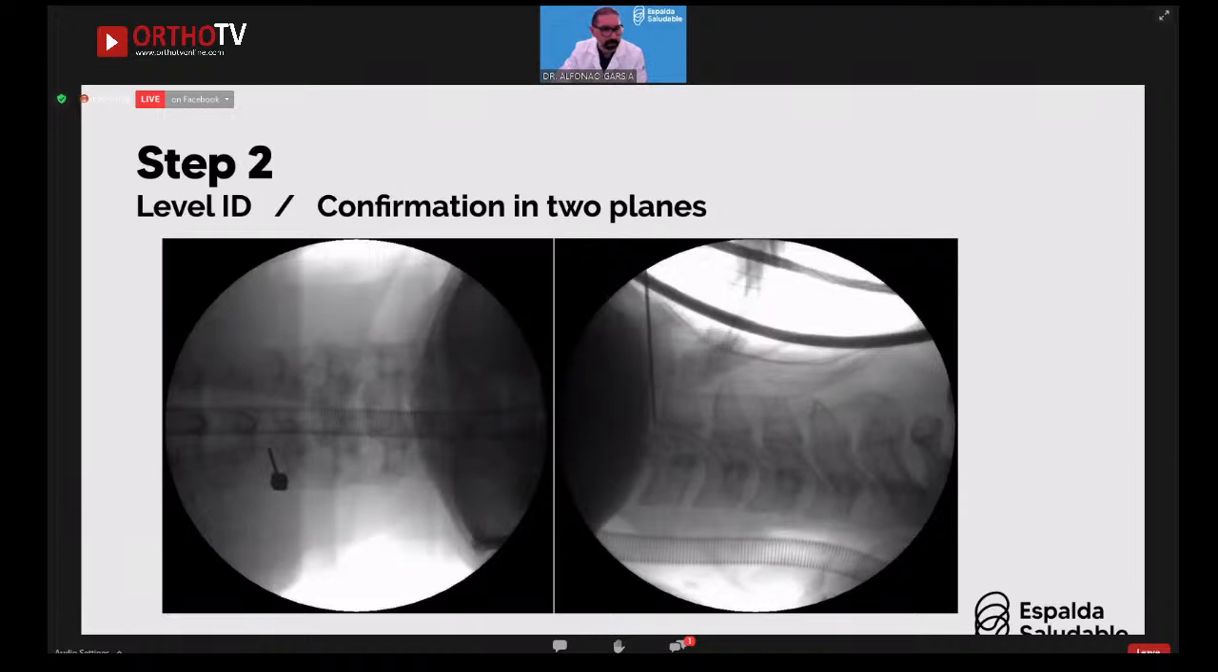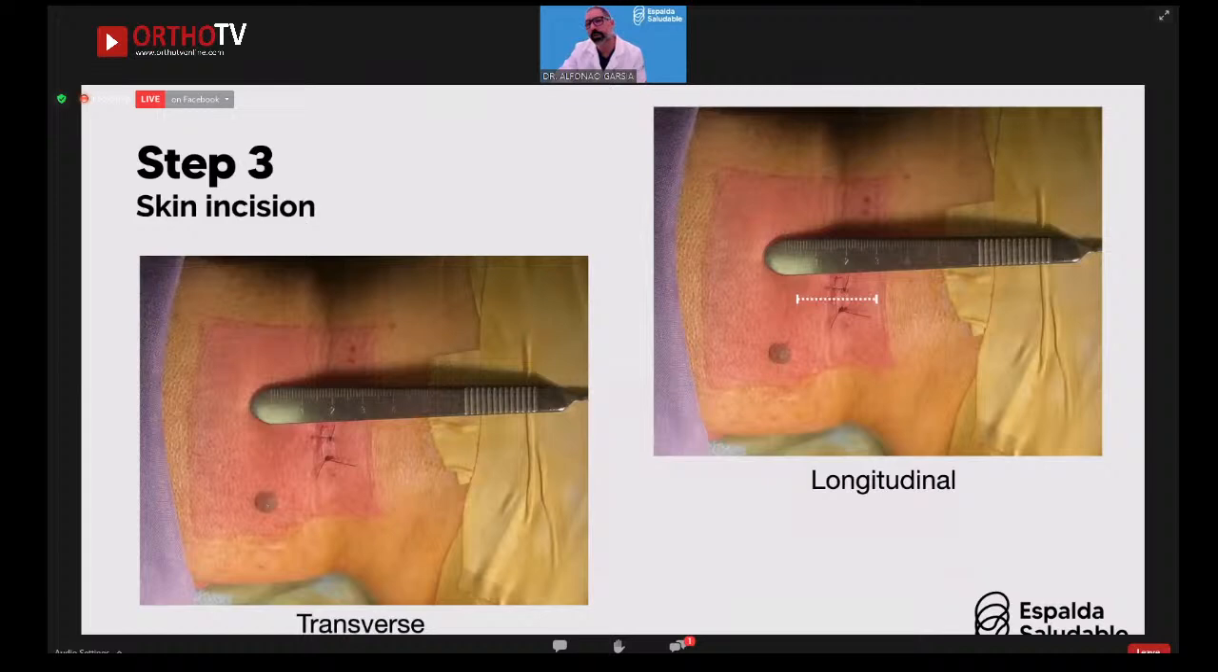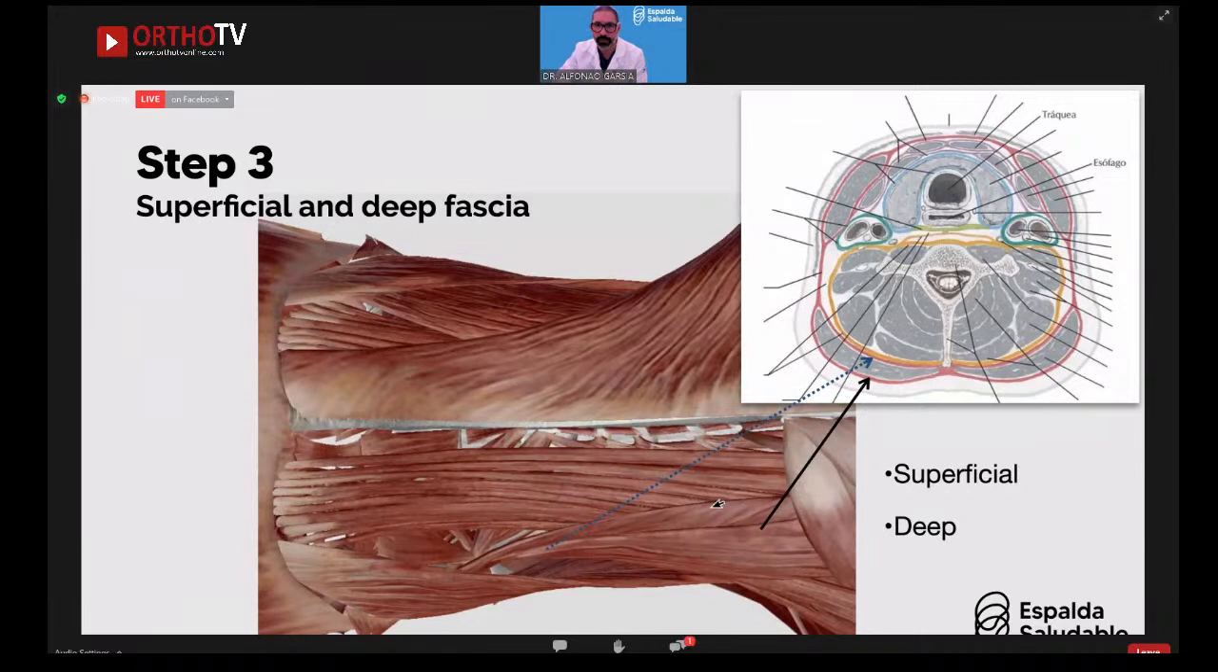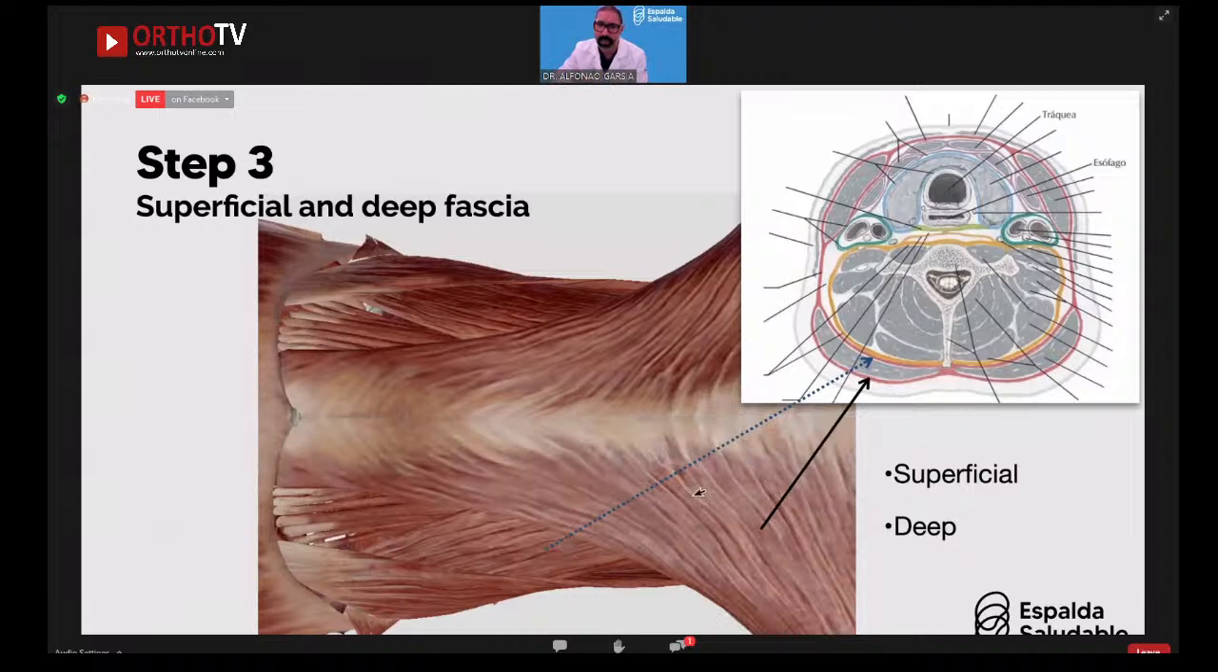And you have to decide if you're going to do a transverse or longitudinal incision. I prefer doing a transverse because it's more aesthetic and it gives you room to move the scope from same side to contralateral side. And I am very aware that both the superficial and deep posterior cervical fascia are very thick. So you do have to use a knife to incise both of them.